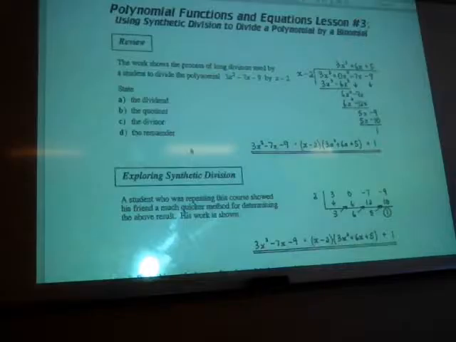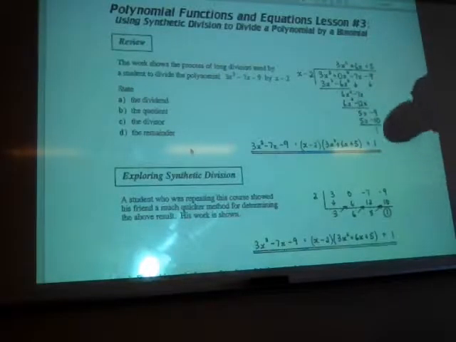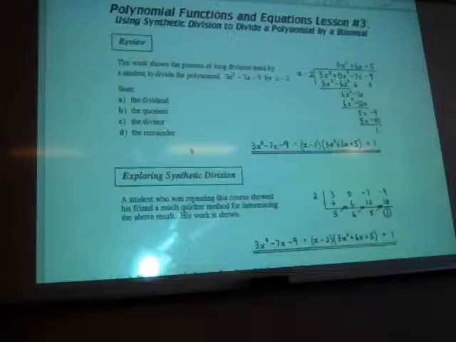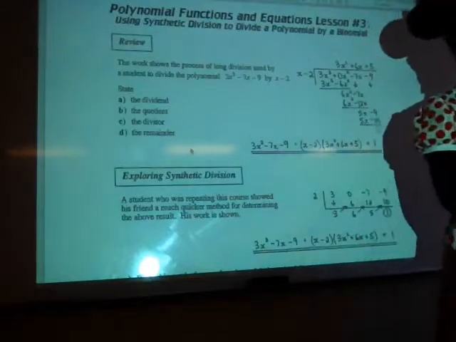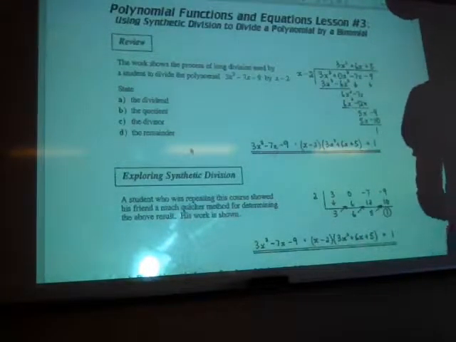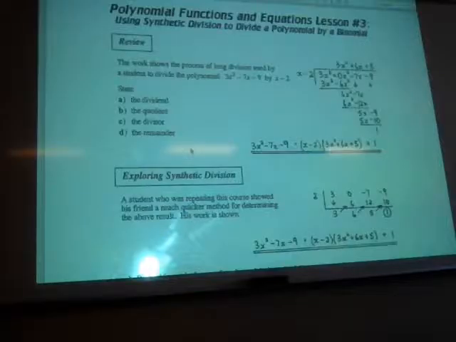Okay, so let's go through the long division. This is review, and we're going to compare how long division compares to synthetic division. And I know it's going to be hard to take me seriously in this costume, but please try.